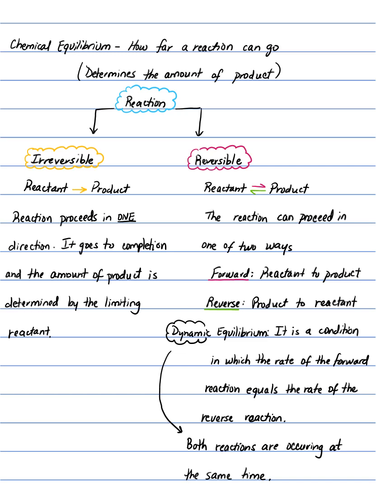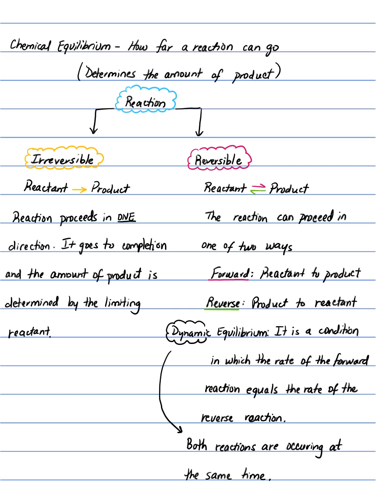We have two groups where we can classify all reactions. Reactions that are irreversible, and by that I mean you have your reactants and the reactants are being converted to products. The amount of product that you're getting from an irreversible reaction is going to be determined by the limiting reactant. Now, on the right side of the diagram, we have reversible reactions.